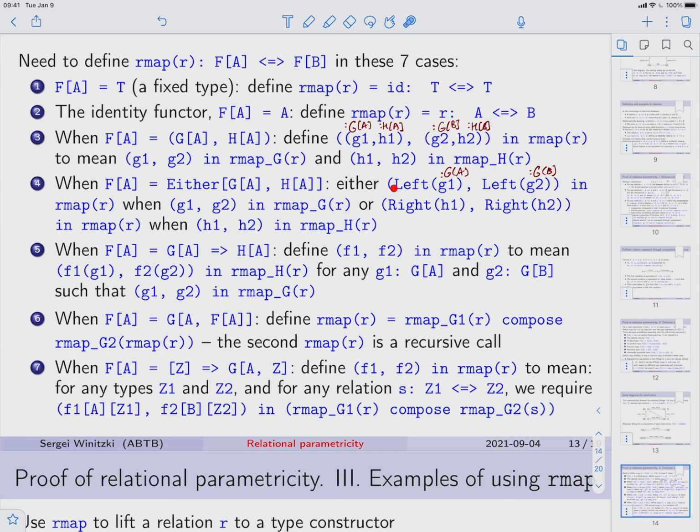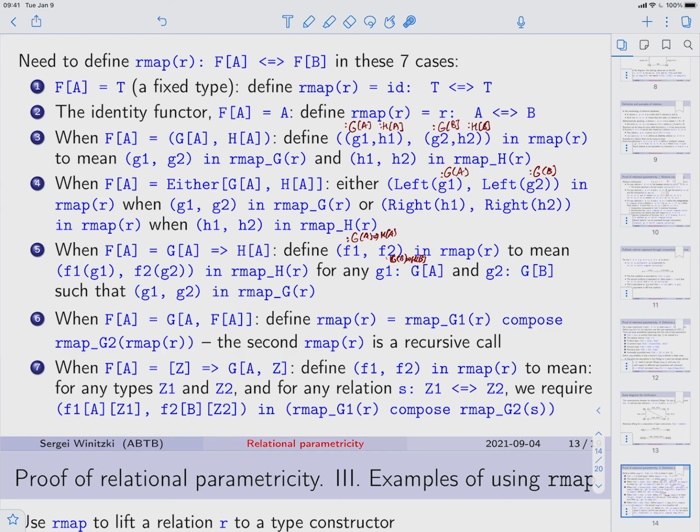And the relation left with left holds also only when G1 and G2 are in the lifted relation with respect to G, and similarly for H. Now for the function, I define the relation between two functions. Now these are of type G of A to H of A, and this is of type G of B to H of B. So these two functions are in the relation when, for any arguments that are in the relation, the results are in the relation.